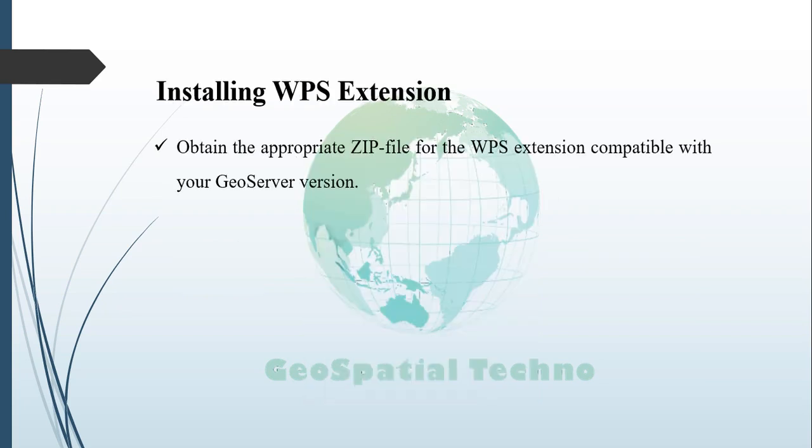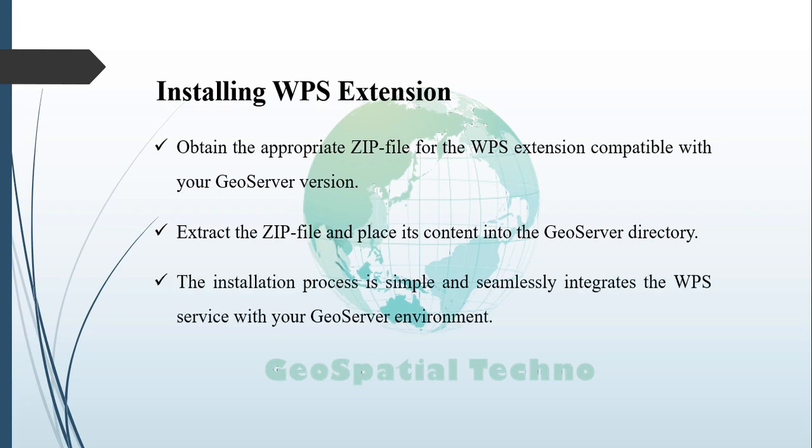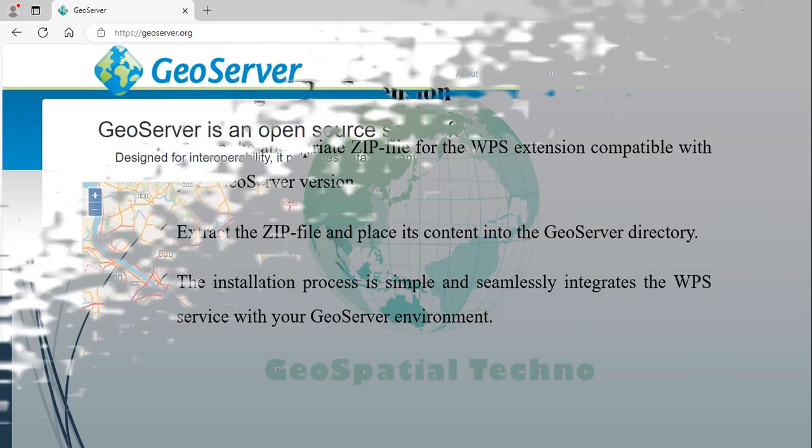First, get the appropriate zip file for the WPS extension compatible with your GeoServer version. Once you have it, the installation process is simple. Extract the files from the zip and place them in your GeoServer directory. This easy method will smoothly integrate the WPS service with your GeoServer environment, giving it more powerful processing abilities. Here are the steps to install the WPS extension in GeoServer.